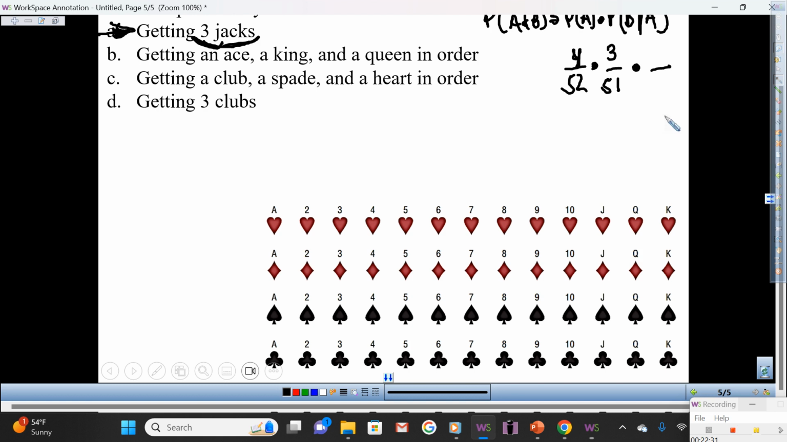Therefore, 1 more probability. Pass them one, Daisy. 2 out of 50. That is correct. Therefore, 4 times 3 times 2, that is 24 out of 52 times 51 times 50. Mia, pass someone. Dylan, 52 times 51 times 50.